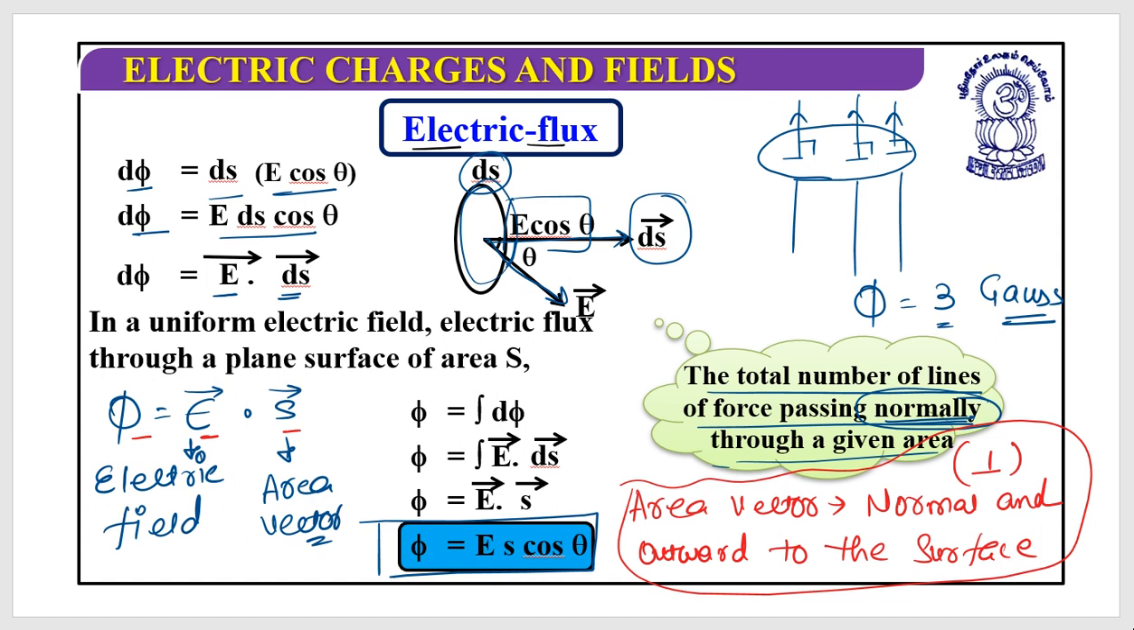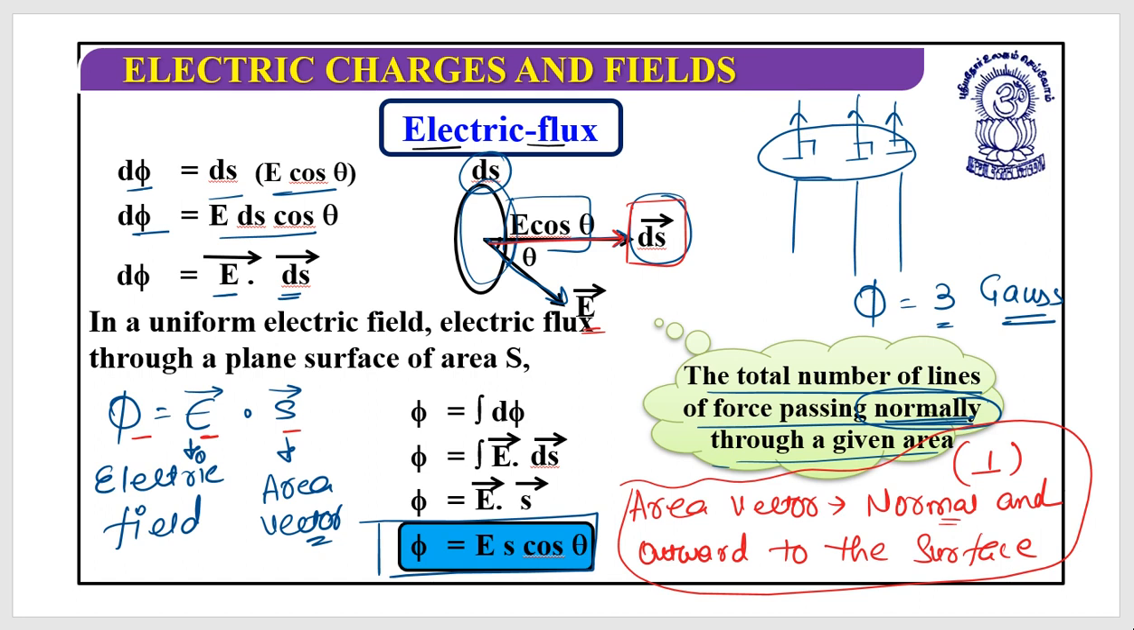If the electric field is already perpendicular to the surface, very good. If it is not, you need to take a component of it, and that needs to be dotted with the area vector. Now what is the area vector? We know the magnitude of the area. If it is a circle, I can write the area as pi r square. If it is a square, I can write the area as L into L, L square. And the direction is normal, perpendicular and outward to the surface.